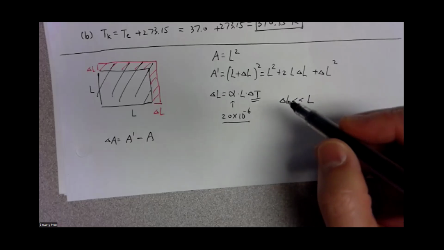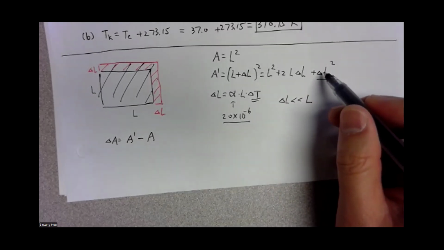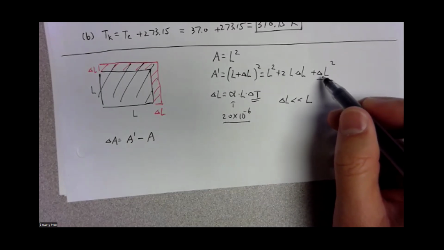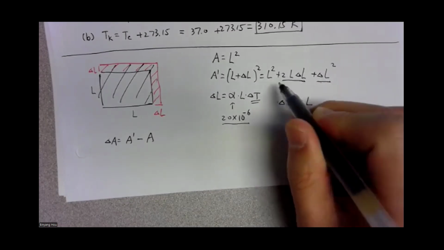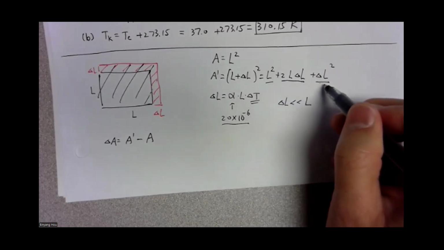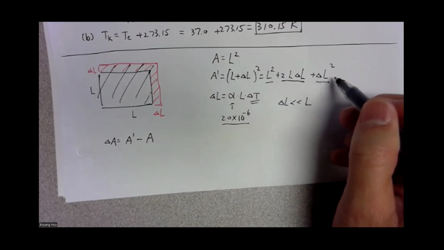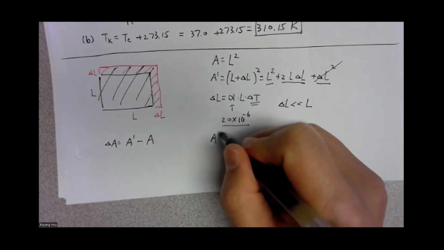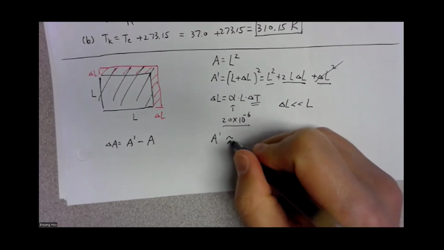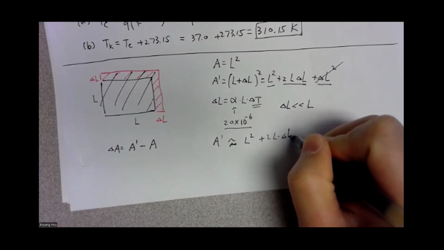So in that case, delta L squared is going to be much smaller, okay? Compare this guy and this guy. This guy is already small compared to this one, and this one is even smaller. So this is called higher order of approximation, and you can basically ignore those. So then A prime is approximately equal to L squared plus 2L times delta L.